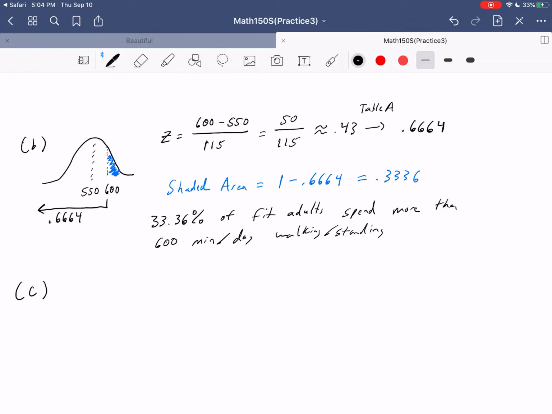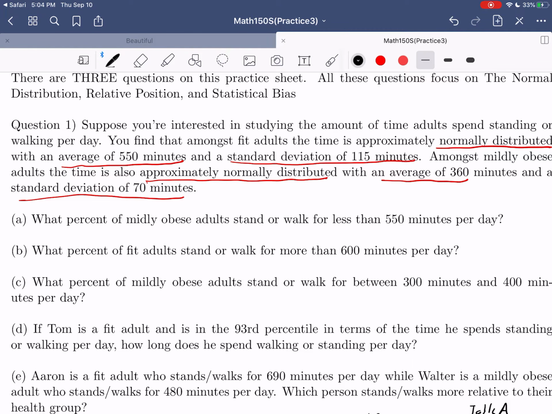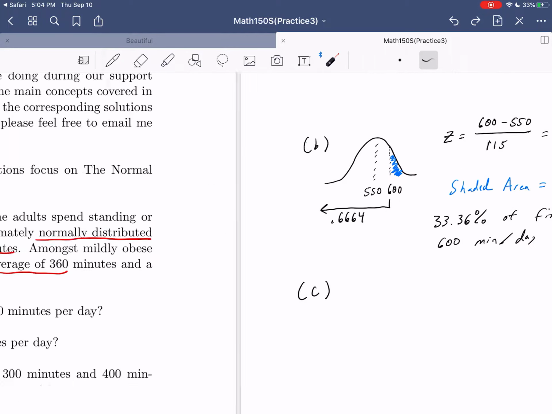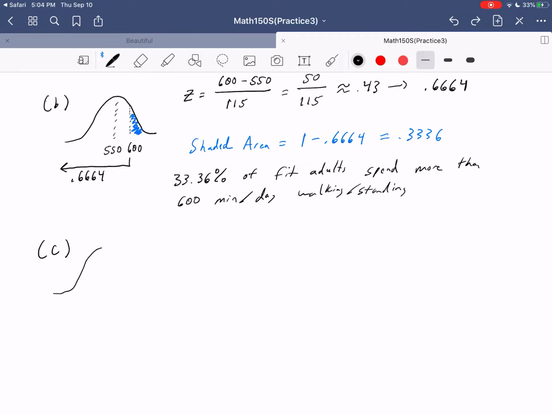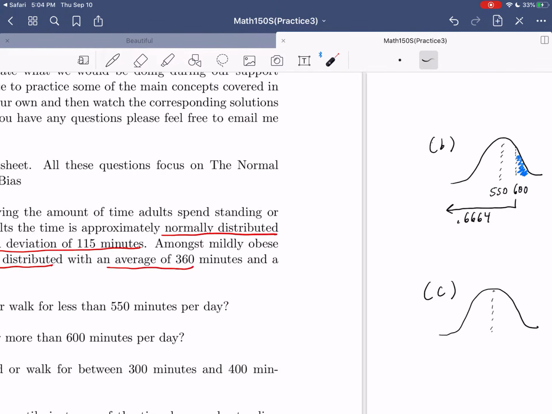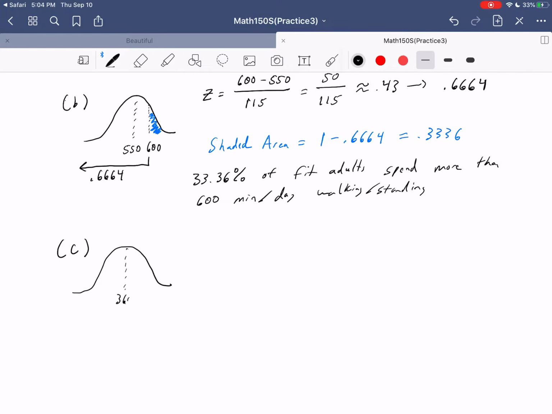All right, for part C, let's see what we have there. For part C, we want the percentage of mildly obese, so we're going to go back to our other population who stand or walk for between 300 and 400 minutes per day. So we can start again with a diagram. We'll go ahead and put the middle for the average for the mildly obese population, which was 360. So let's go ahead and put that on. Then we're going to be interested in the mildly obese adults who spend between 300 and 400 minutes walking / standing. So 300, it would be a little bit less than 360, so that might be 300, and 400 would be a little bit above.